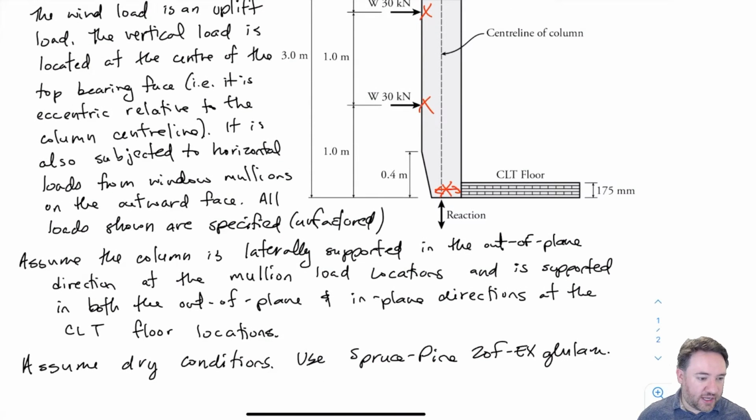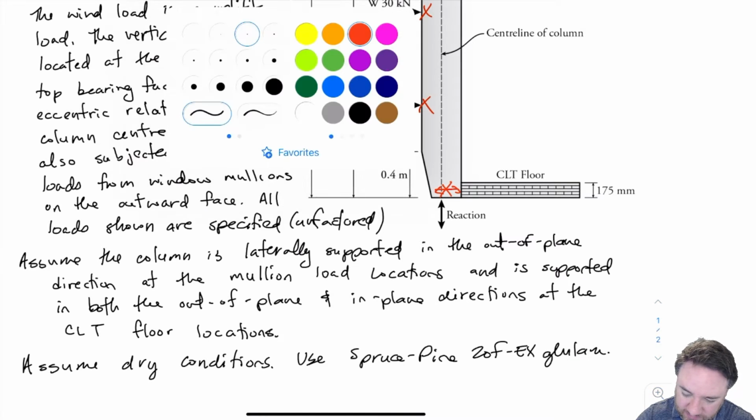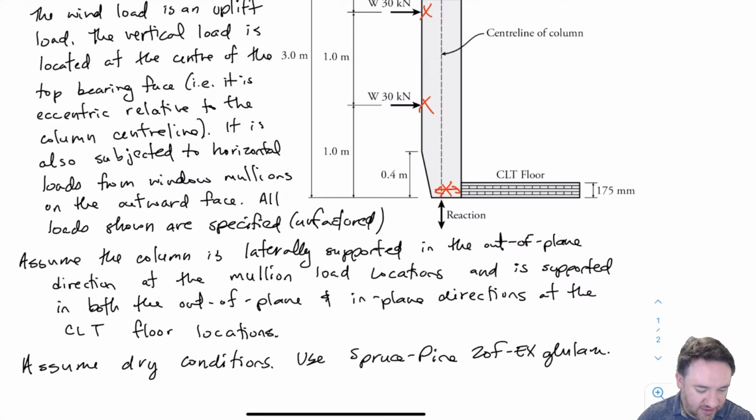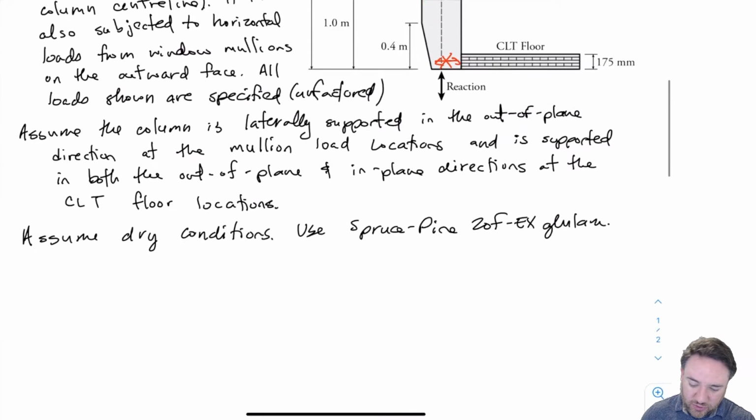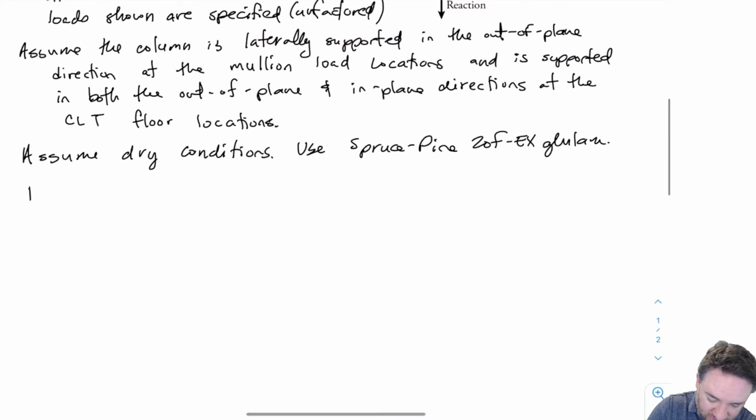And we're doing dry conditions because I think we have enough to consider here in the design, and we're going to use spruce pine 20F EX glulam, so we don't have to choose what kind of material we're going to use. So we're 5 minutes into the video, haven't even started the actual problem. Okay, so I'm going to start with some initial thoughts of how we're going to approach this challenging problem.